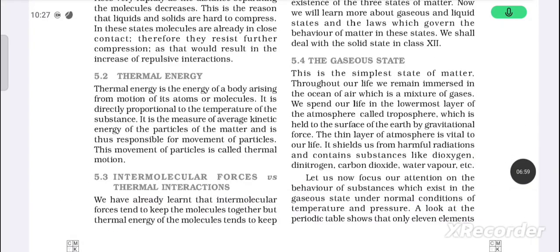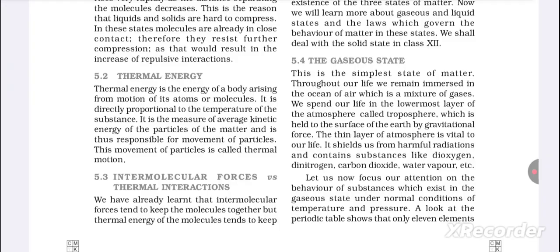Thermal energy. Thermal energy is the energy of a body arising from motion of its atoms or molecules. It is directly proportional to the temperature of the substance. It is the measure of average kinetic energy of the particles of matter and is thus responsible for movement of particles. This movement of particles is called thermal motion. Intermolecular forces versus thermal interaction.